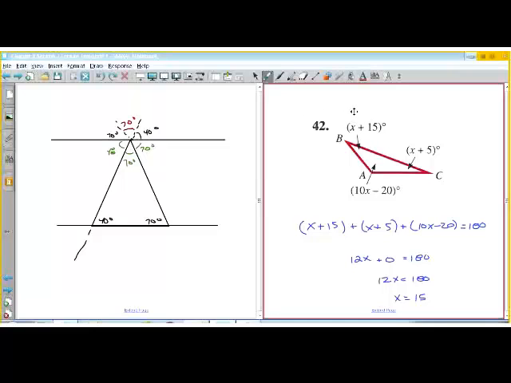In this case, we have 3 answers. We have x plus 15, which would be 30 degrees. We have x plus 5, which would be 20 degrees. And we have 10x. 10 times 15 is 150, minus 20, 130 degrees. So you just plug x back in. And these added up should equal 180, which they do. This plus that equals 180.